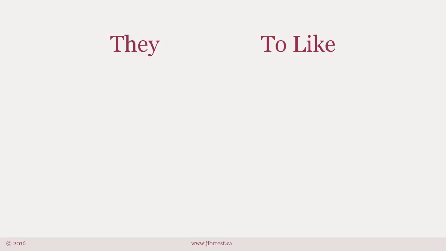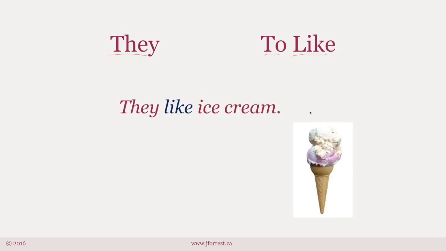Okay, so here is a subject, they, and a verb in the infinitive, to like. And here is a picture. So what is this picture of? Of course, ice cream. So give me a sentence in the present simple using all of this information. They, the verb to like, and the picture. Did you say they like ice cream?